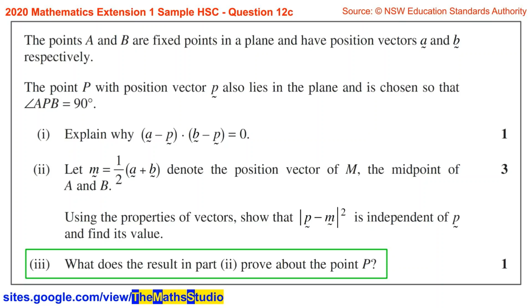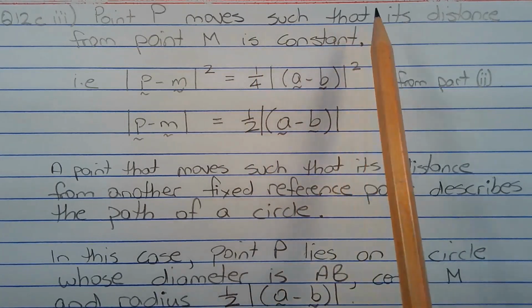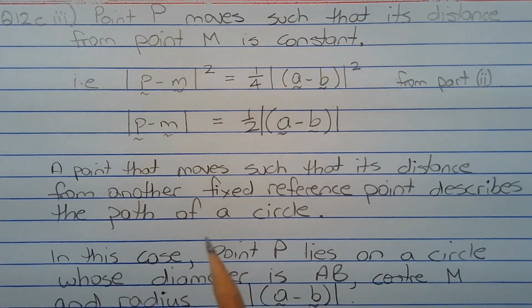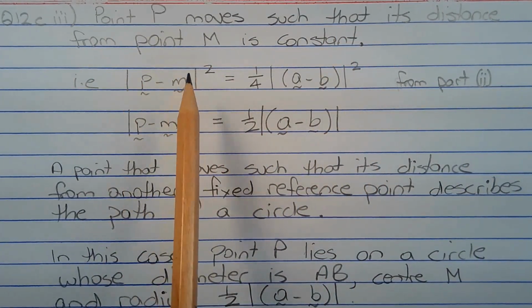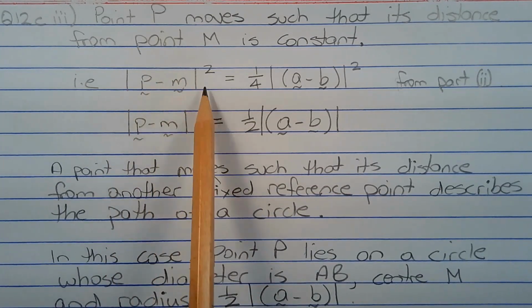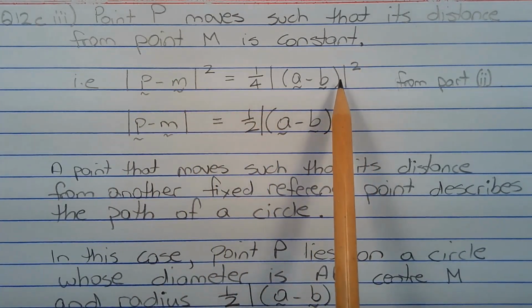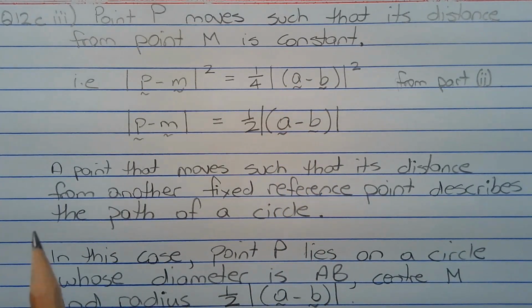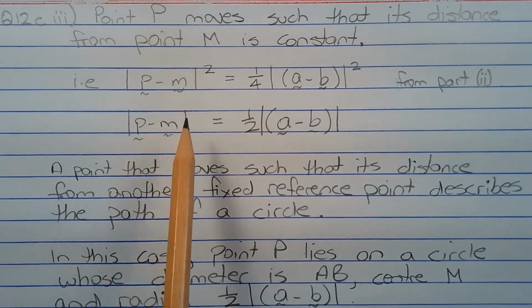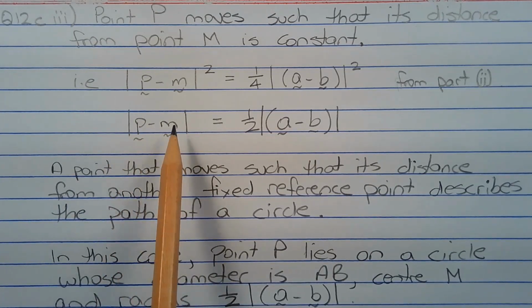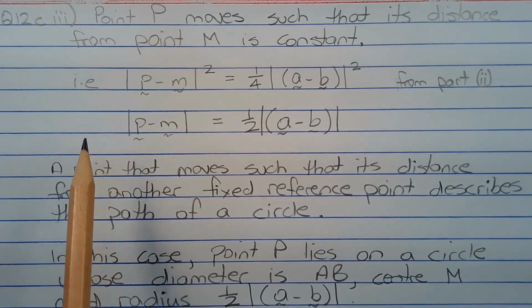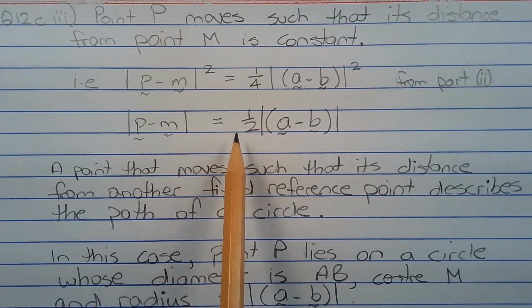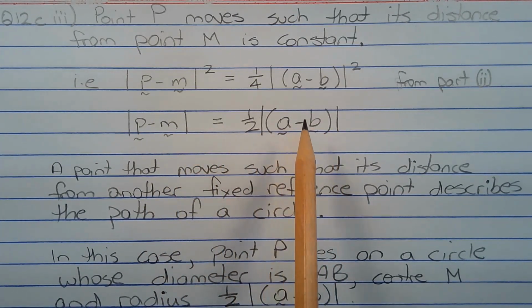Part 3. What does the result in part 2 prove about the point P? Point P moves such that its distance from point M is constant. Now from part 2, the square of the magnitude of vector P minus vector M is equal to 1/4 times the square of the magnitude of vector A minus vector B. Taking the square root of both sides, the magnitude of vector P minus vector M, which represents the distance of point P from point M, is equal to half times the magnitude of vector A minus vector B, and this is a constant.